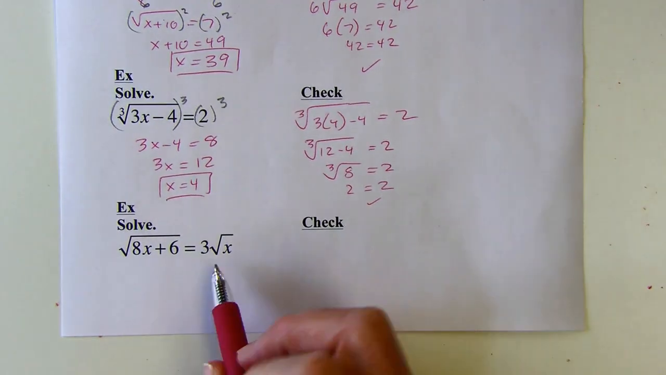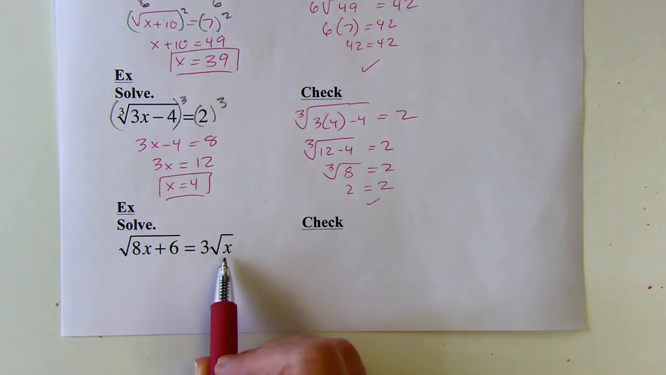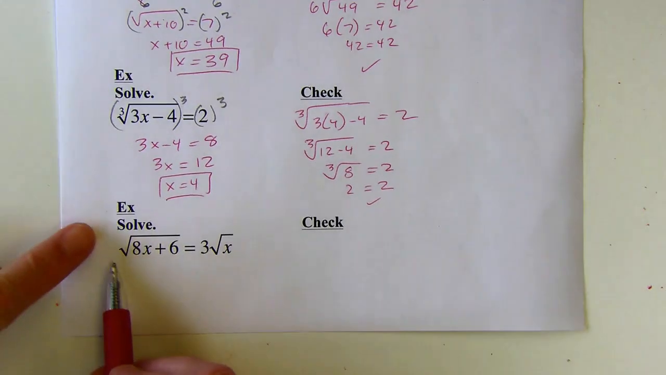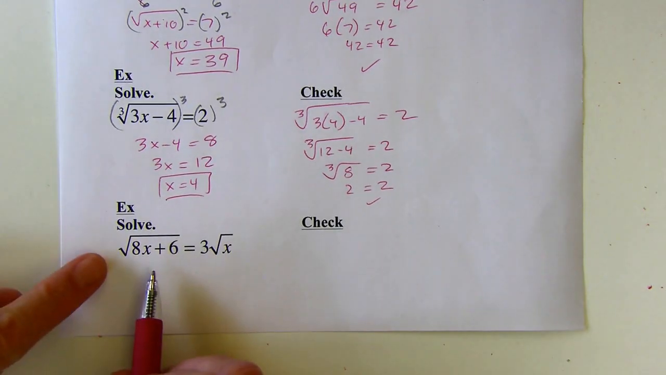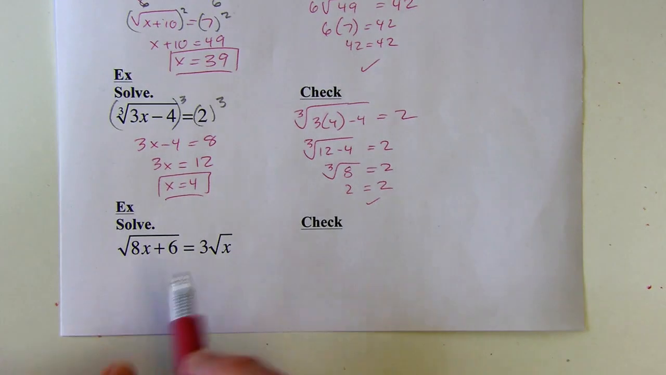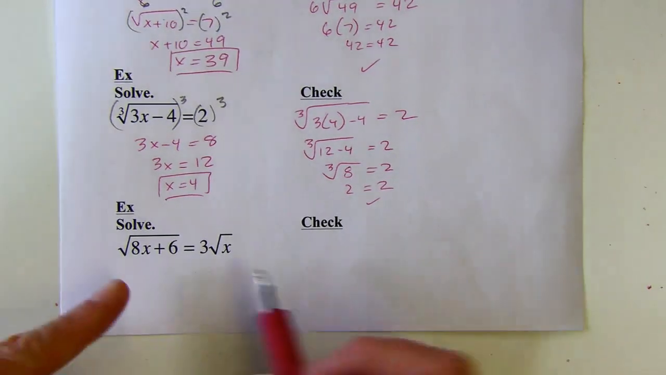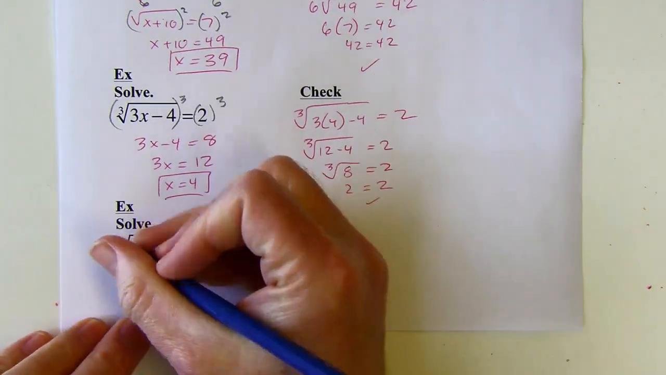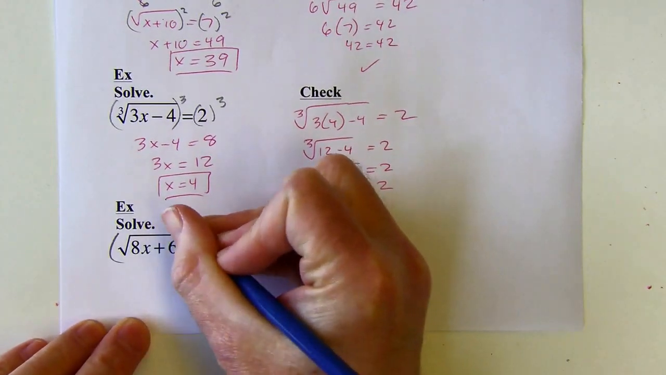Also, I can't really isolate this. I could isolate this radical by dividing by 3, but then I'd have the 3 over here. So I can't isolate both of these radicals. So that's just kind of out. So make sure one of them is isolated, and I'm just going to leave it as it is because the radical on the left is already isolated.